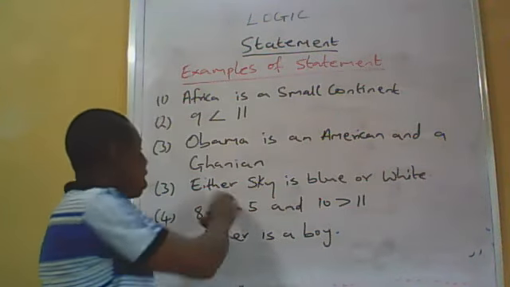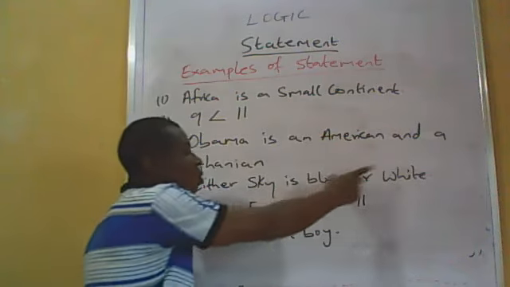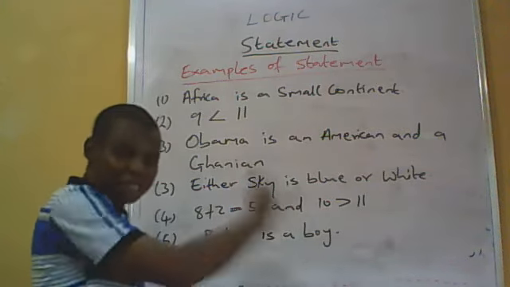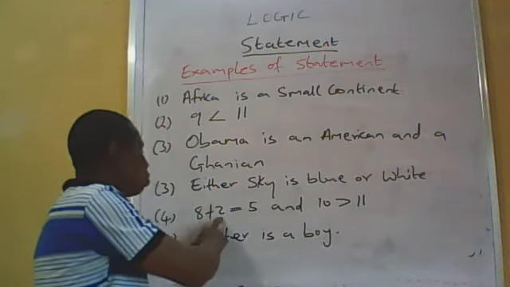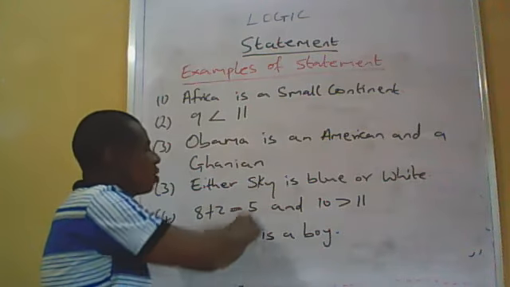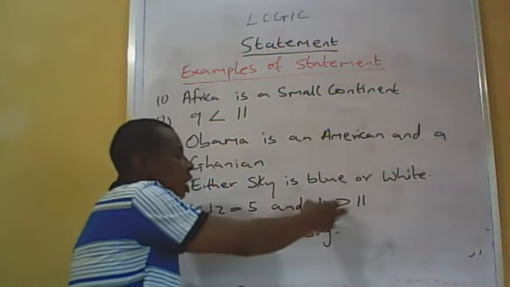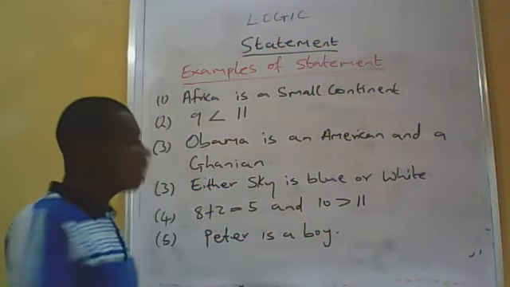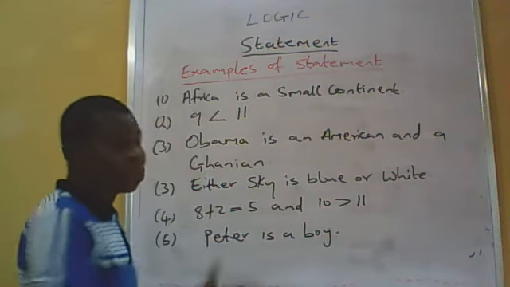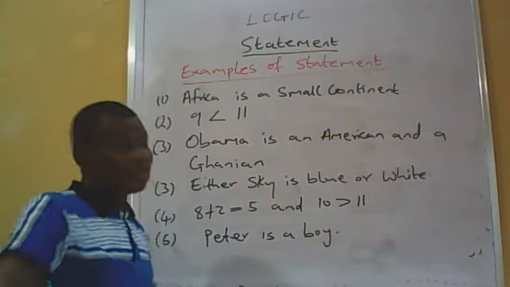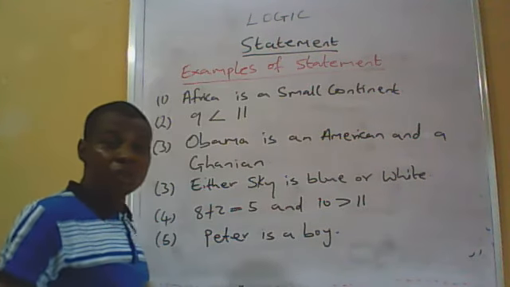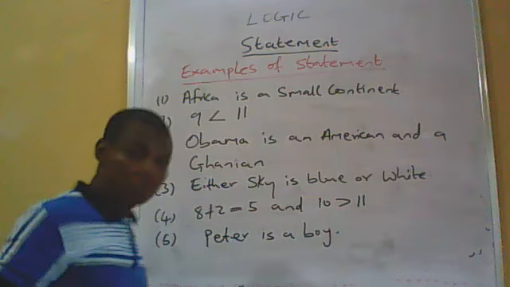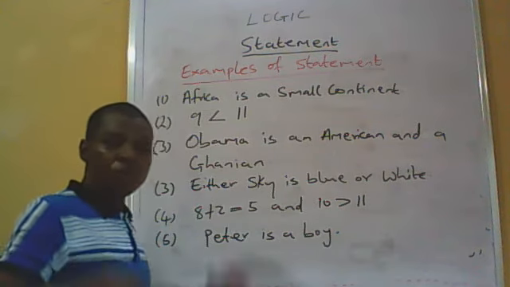Another one is: either the sky is blue or white. It's also a statement, can be judged to be true or false. And 8 plus 2 is equal to 5, and 10 is greater than 11. Is it true that 8 plus 2 is equal to 5? Which we can judge to be true or false. We don't care whether it is true or false, but it can be judged to be true or false.